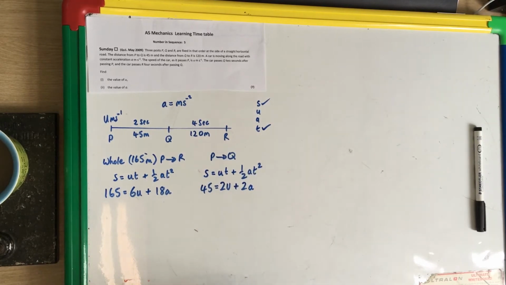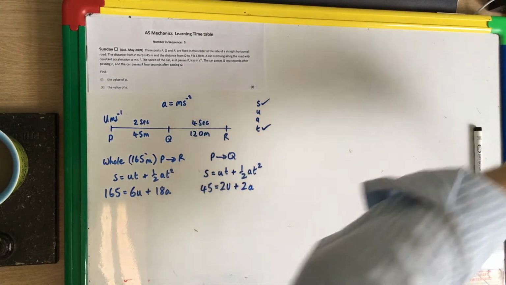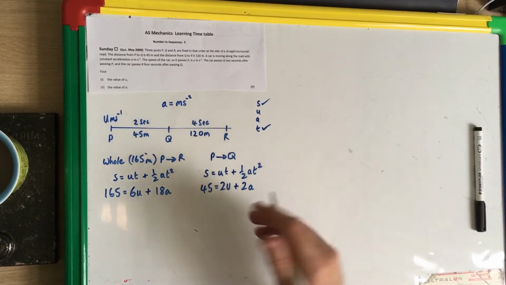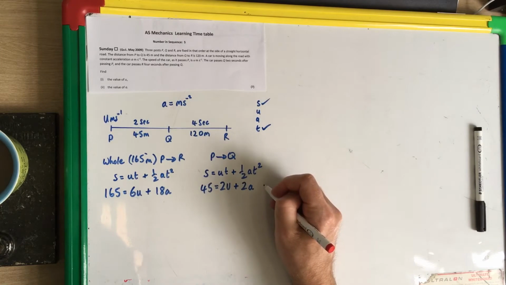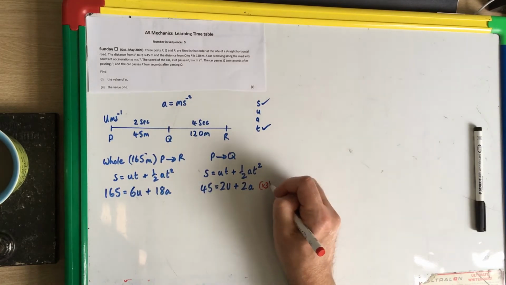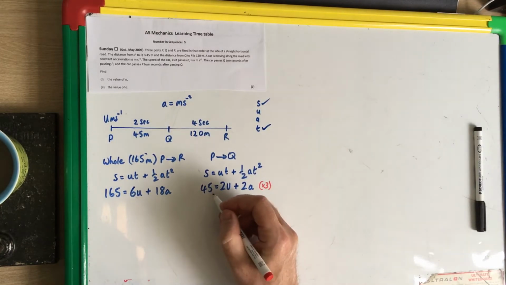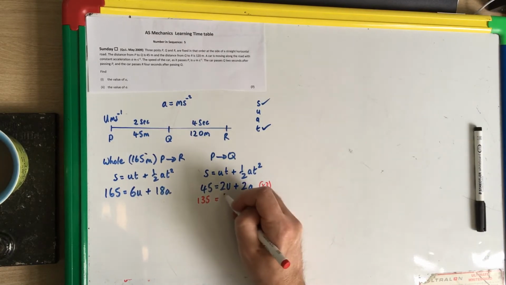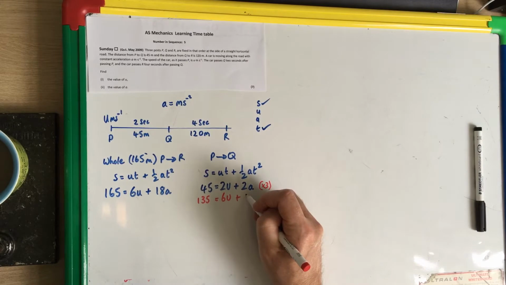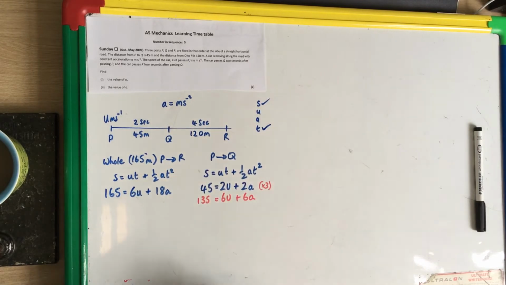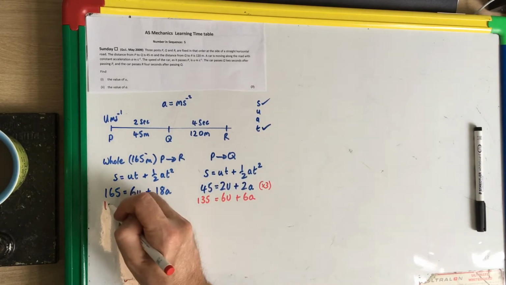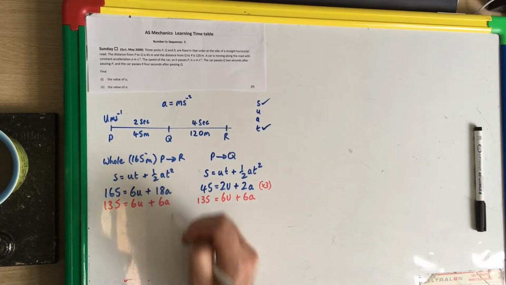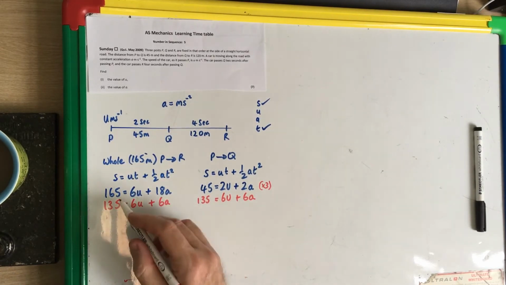Okay, so we've got 2 equations, 2 unknowns, it's simultaneous equations. We could do a substitution. I'm not going to do a substitution, I'm just going to do elimination. I'm going to times this by 3, and 3 lots of 45 is 135, is equal to 6u plus 6a, and then I'm going to write that underneath here. So 135 is equal to 6u plus 6a, and I'm going to do a simple takeaway.